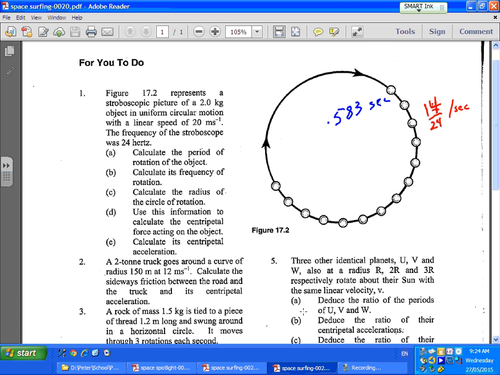Couldn't you just use the centripetal force formula and try to find the rest of the values? Well, we don't have the velocity. Oh, we do have a velocity. But we don't have the centripetal force. We don't have the radius.